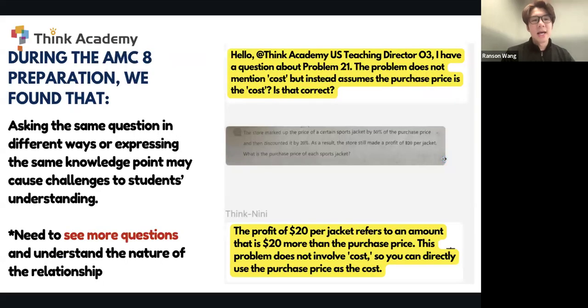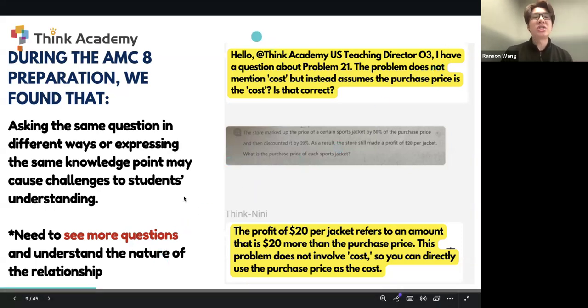And the second one is another perspective. Asking the same question in different ways or expressing the same knowledge point differently may cause challenges to students' understanding. Sometimes, from the perspective of the teachers who made those problems, you think you are asking the same thing, but you're expressing it slightly differently. And at this time, if our students don't understand quite well, they will misunderstand it. So in this case, we need to see more questions and do more practice so that we can understand the nature of the relationship.